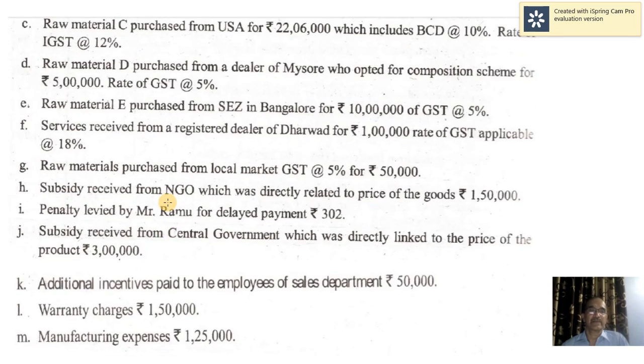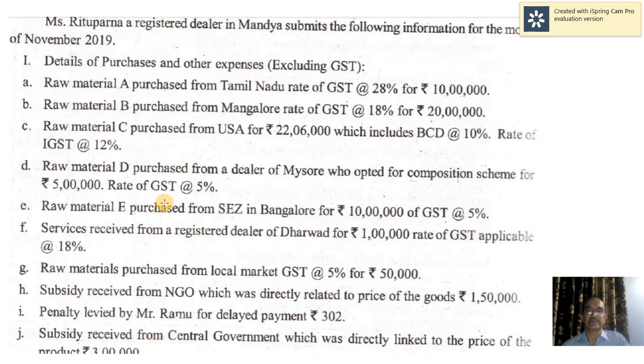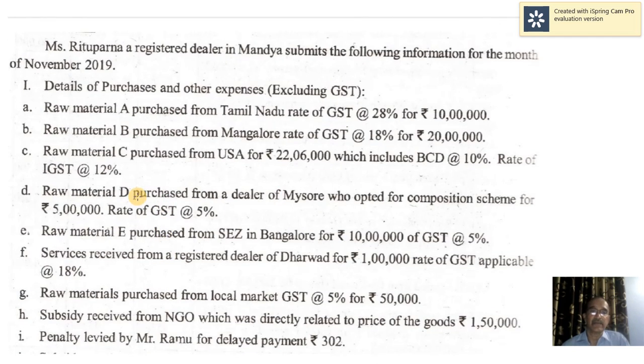While computing the transaction value, you have to take this, even when you purchase from a dealer who opted for composition scheme. What is composition scheme? In the case of composition scheme, the dealer pays a fixed rate of GST, but he cannot collect any taxes from the dealer to whom the goods have been supplied. Similarly, he cannot take any input tax credit.